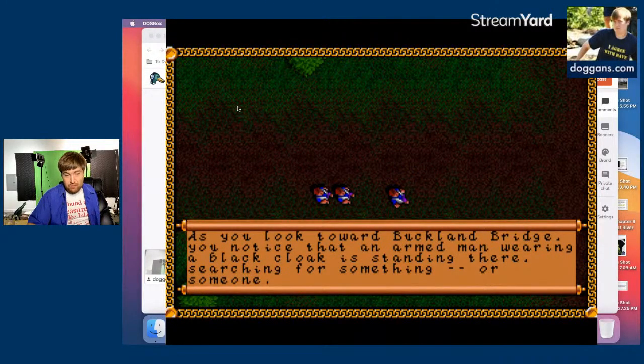As you look toward Buckland Bridge, you notice that an armed man wearing a black cloak is standing there searching for something or someone.